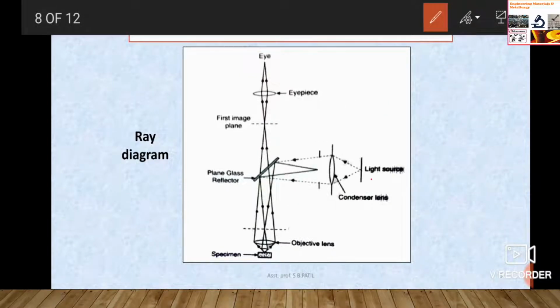Okay, so from the light source, see the path of the ray diagram: to the glass reflector, then to the specimen, then through the objective lens to the specimen, then again to the objective lens. Then it goes through the glass reflector, then to the eyepiece, and then we see it in our eyes. Okay, so this is the procedure.